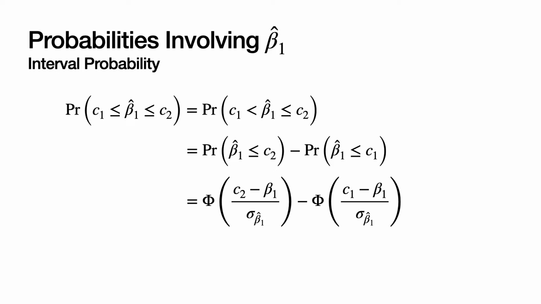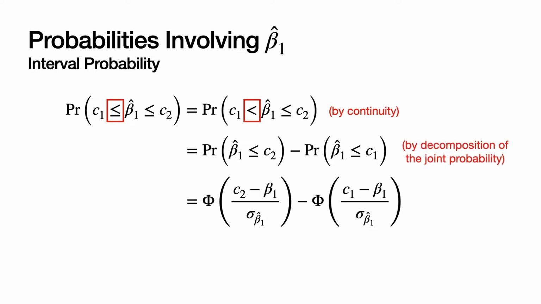Finally, let's look at the process of calculating probabilities involving beta 1 hat over an interval. And so again, notice first that in the first step, we are replacing the non-strict inequality beta 1 hat greater than or equal to c1 by the strict inequality beta 1 hat strictly greater than c1. And this is justified again by the fact that beta 1 hat, if it's normally distributed, is a continuous random variable. The next step is justified by decomposing the joint probability in the previous statement. And then finally, the last step is justified via standardization and the definition of cap phi.